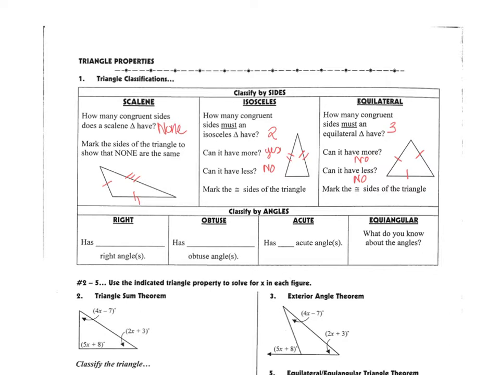So let's classify by angles. A right triangle has exactly 1 right angle. An obtuse triangle has exactly 1 obtuse angle. An acute triangle has 3 acute angles. And we know that for an equiangular acute triangle, the 3 angles each have to equal 60 degrees.